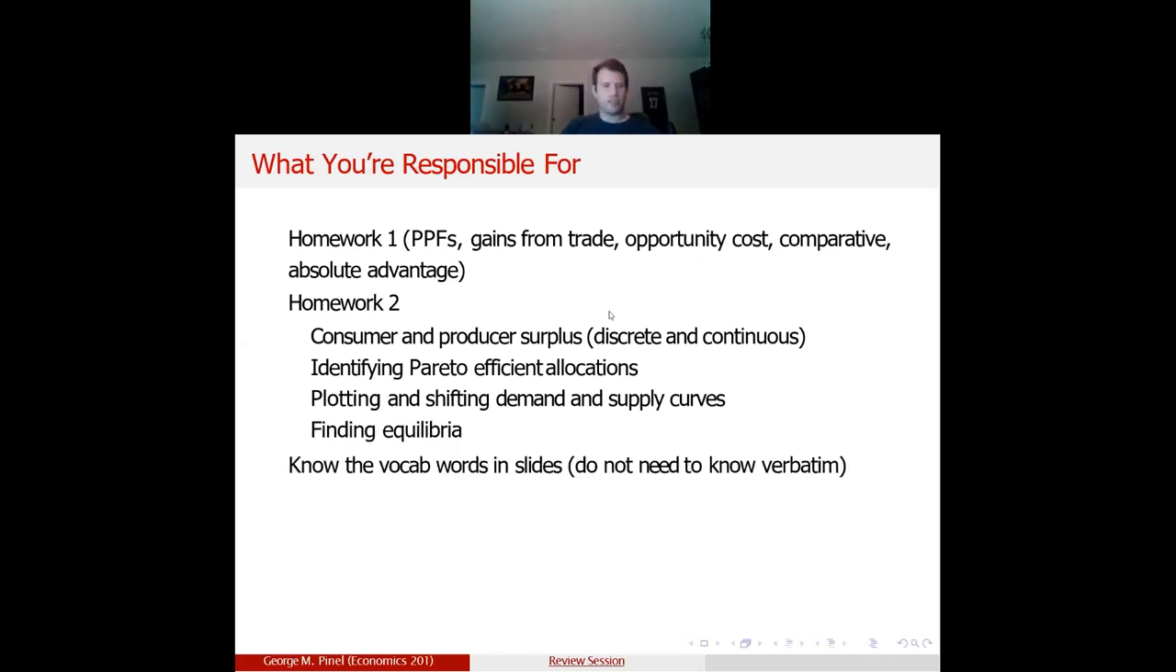Okay. In addition, there are some vocab words on the slides that I hope that you know. You don't necessarily need to know them verbatim. I don't expect you to remember all the definitions, but be able to understand the concepts. And if I give you a short answer question, be able to talk about them the way that I would have in lecture, the way that they are in the slides.